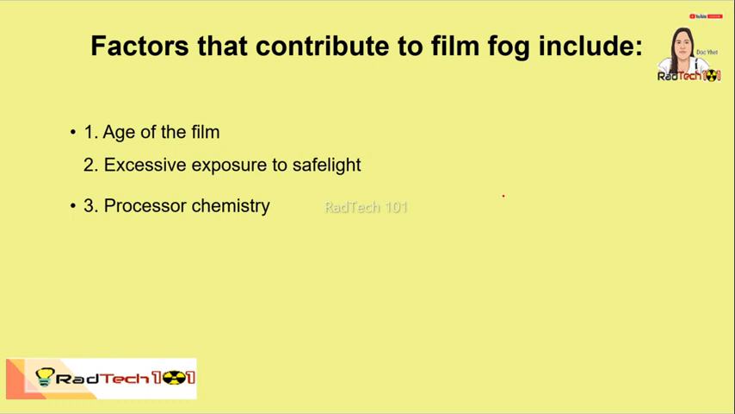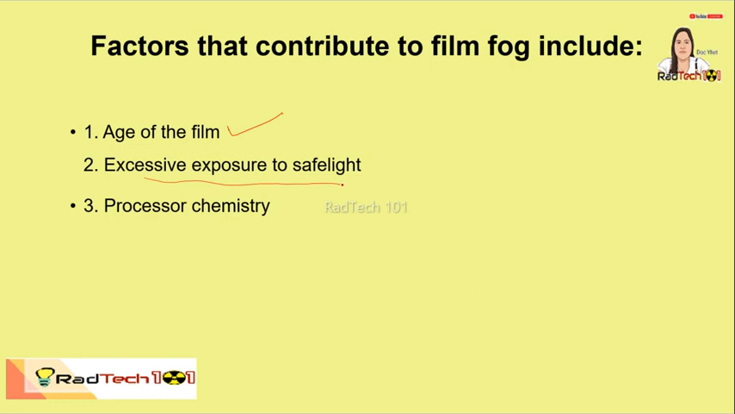For factors that contribute to film fog, we have the age of film. So the longer the age of our film, this can result in film fog. That is why we always need to check the expiry date of our film. So usually the film expires within a year. Okay? So after a year, if we still use it, the quality of our image will no longer be that good because there is already increased fog.